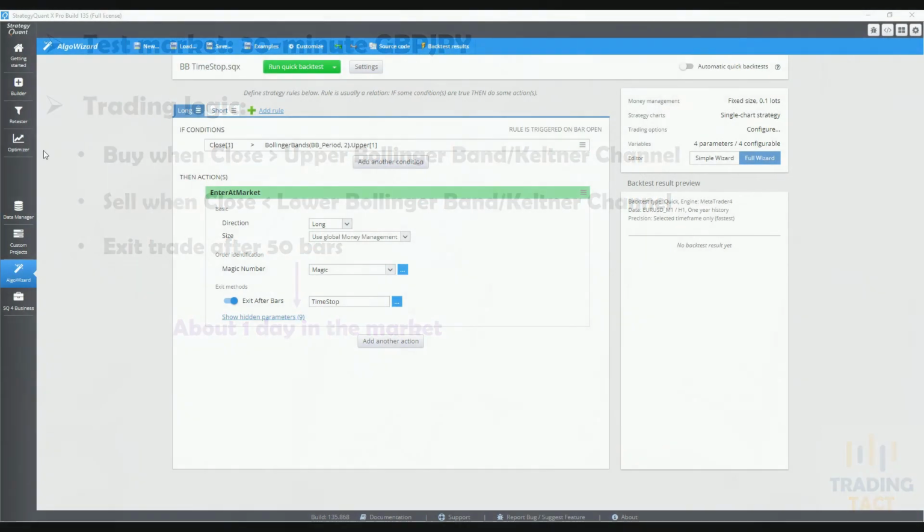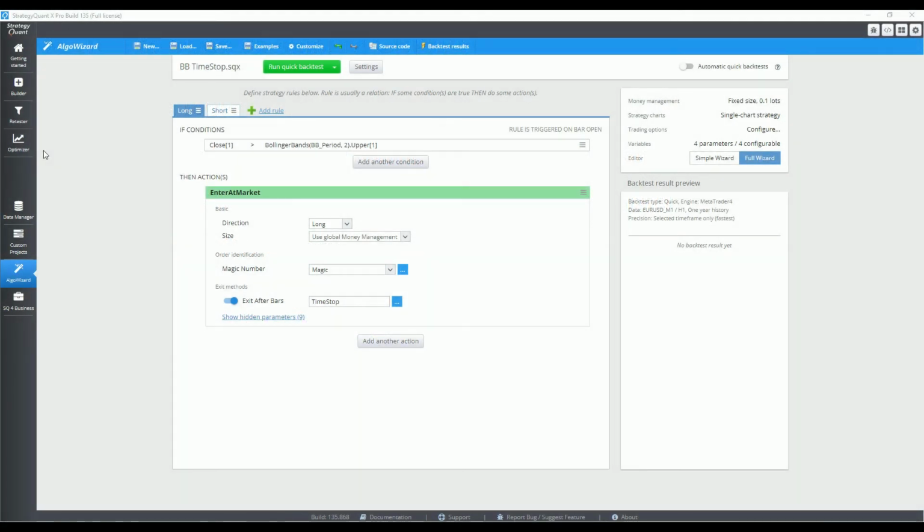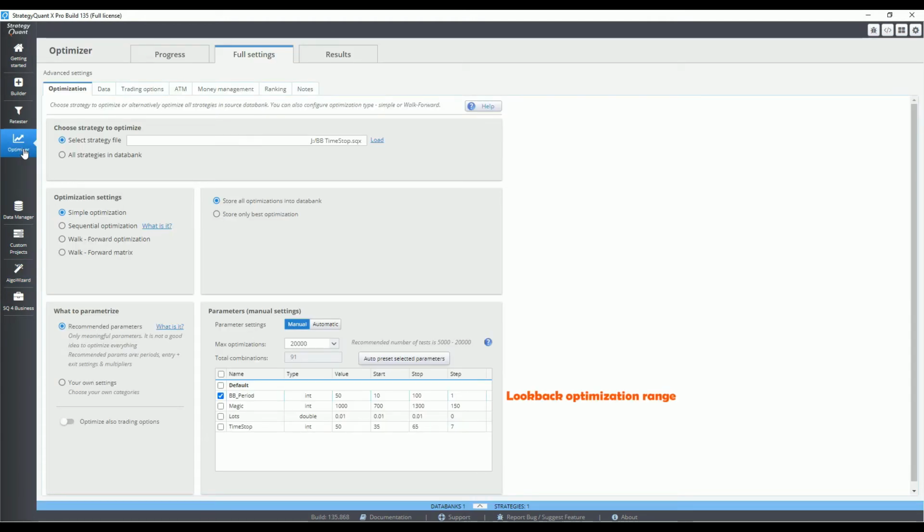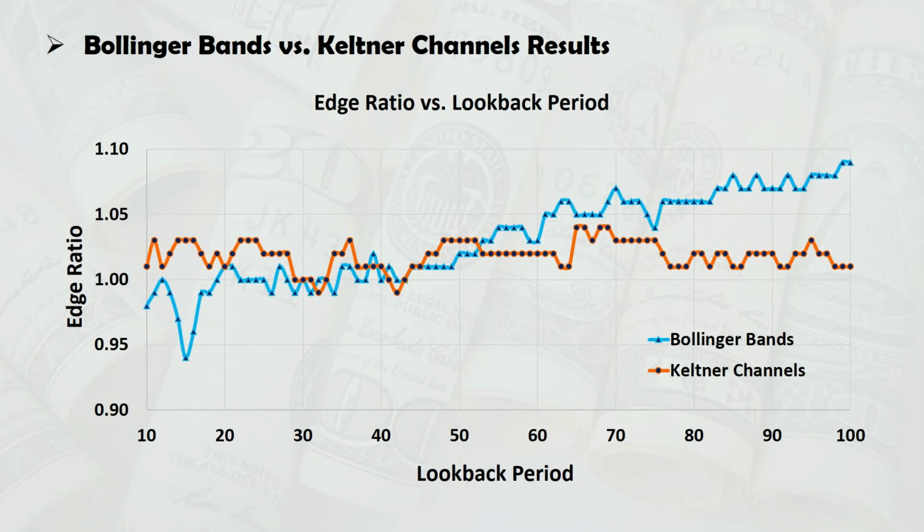The strategies were quickly programmed in AlgoWizard. I'll optimize each indicator's look-back period from 10 to 100, in steps of 1. Plotting the edge ratio across a large range of look-back periods allows a more comprehensive assessment of entry profitability. The strategies were then loaded into StrategyQuant's optimizer and set up as shown. After backtesting from 2003 to 2021, here are the edge ratios as a function of the indicator look-back period.